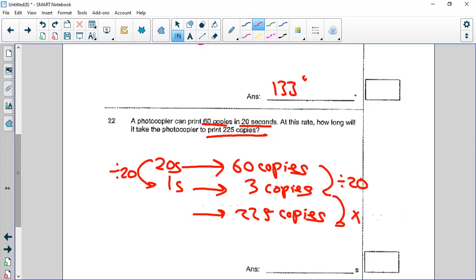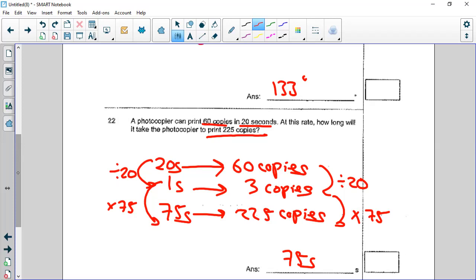So you show your working. 225 divided by 3, you will get 75. So 3 times 75 equals 225. Then the other side, you also times 75. So you will need 75 seconds to print 225 copies. Got it? Clear? Okay, so that's when you do the arrow, when it's a red question.